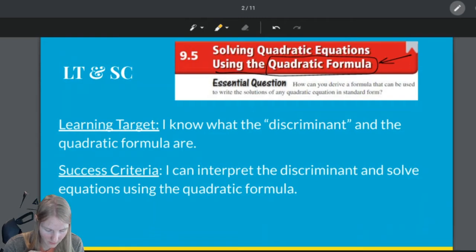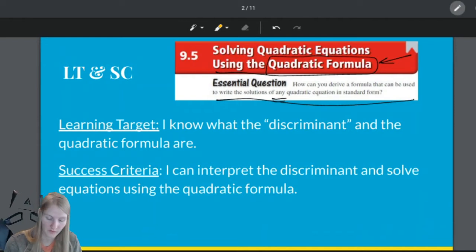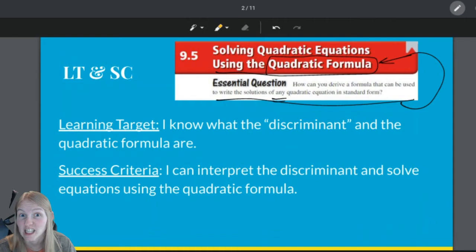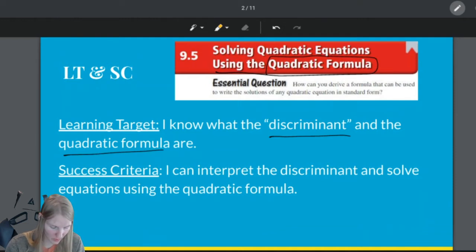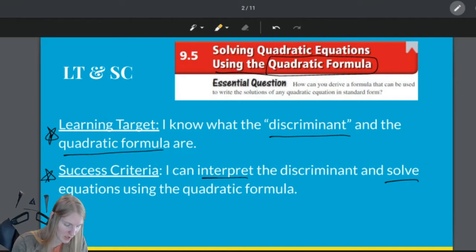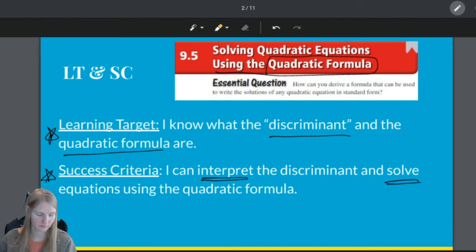So yes, how can you derive a formula that can be used to write the solutions of any quadratic equation in standard form? The quadratic formula is. Okay. Alrighty. So, you have the learning target. I know what the discriminant and the quadratic formula are. And our success criteria, you can interpret the discriminant and solve equations using the quadratic formula. So this is what we're aiming to learn, and this is how you know if you've hit the target or not. Have you hit the learning target or not? If you can interpret and solve equations and the discriminant, then yes, you have hit the learning target.